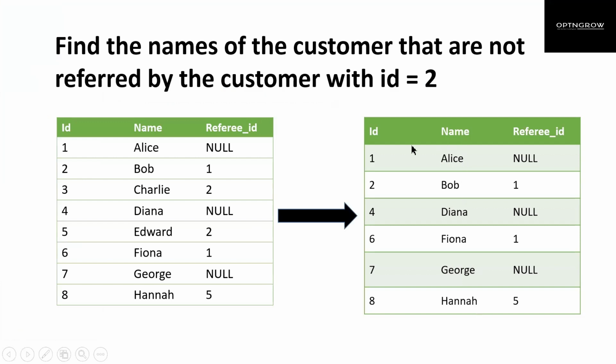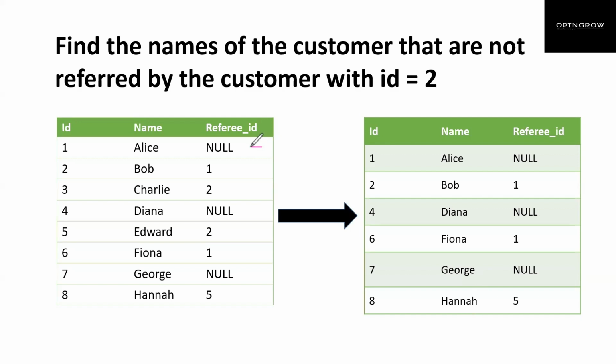Here we also have the customers with the referee ID as null. And that makes sense because Alice is not referred by the customer with ID 2. Here the referee ID is null, so ideally this should also be included in our output. But when we put the condition that referee ID is not equal to 2 in the where clause of a SQL query, it simply discards all the customers where the referee ID is null. Now the question is, why is it behaving like this?